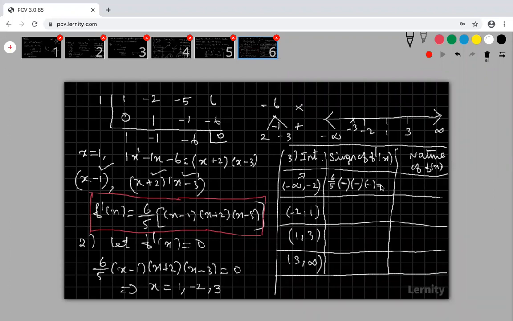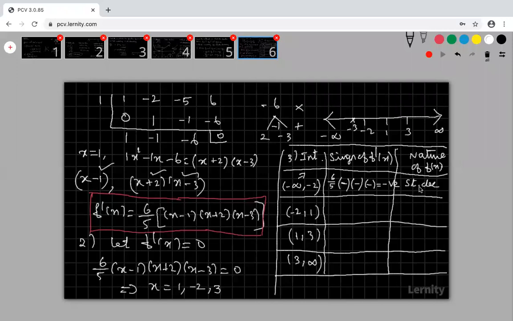Finally, what is the conclusion? Minus into minus is plus, plus into minus is minus. So therefore, I will get negative. Are you clear? Are you understanding? Any doubt? Negative means what is my conclusion? My conclusion is strictly decreasing.